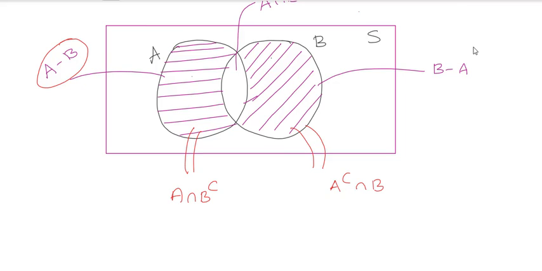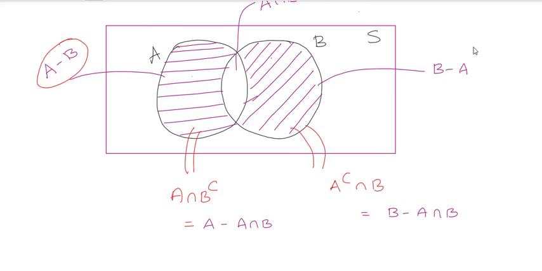Am I correct or not? A intersection B complement means I'm just taking A minus this portion, A intersection B. So this I can represent as A minus A intersection B. Similarly, this I can represent as B minus A intersection B, or not?